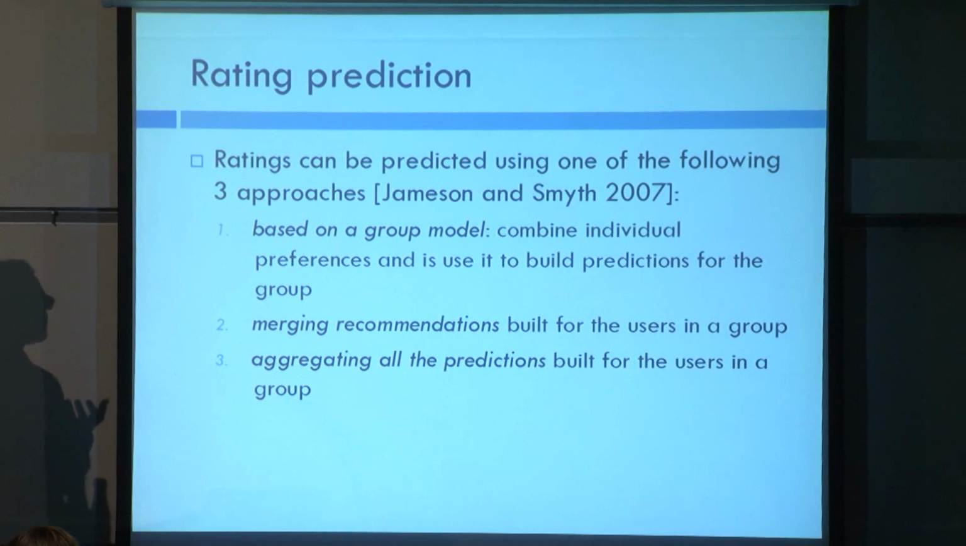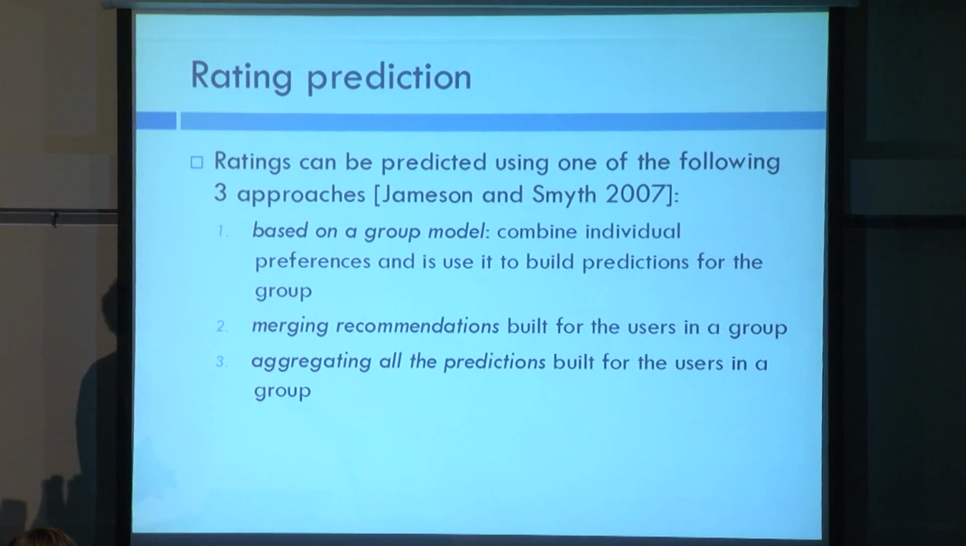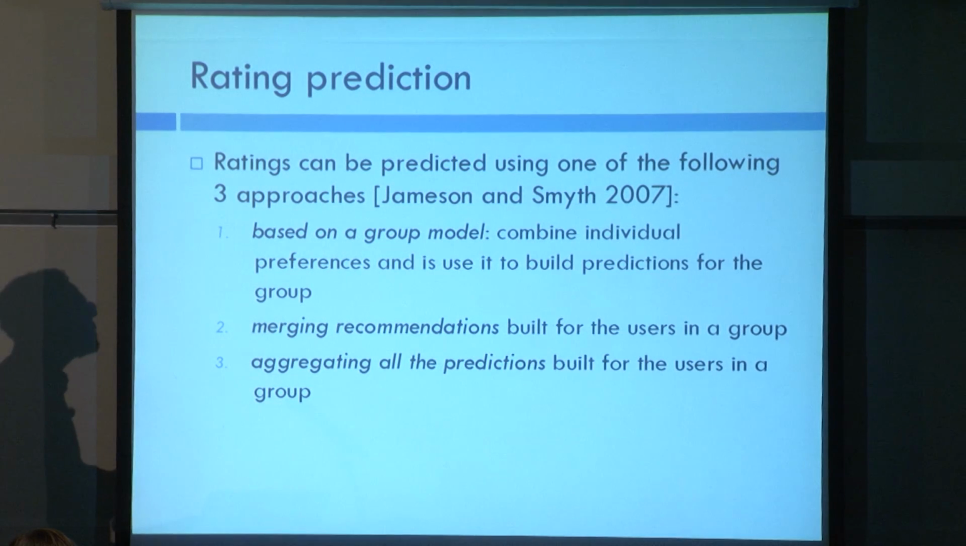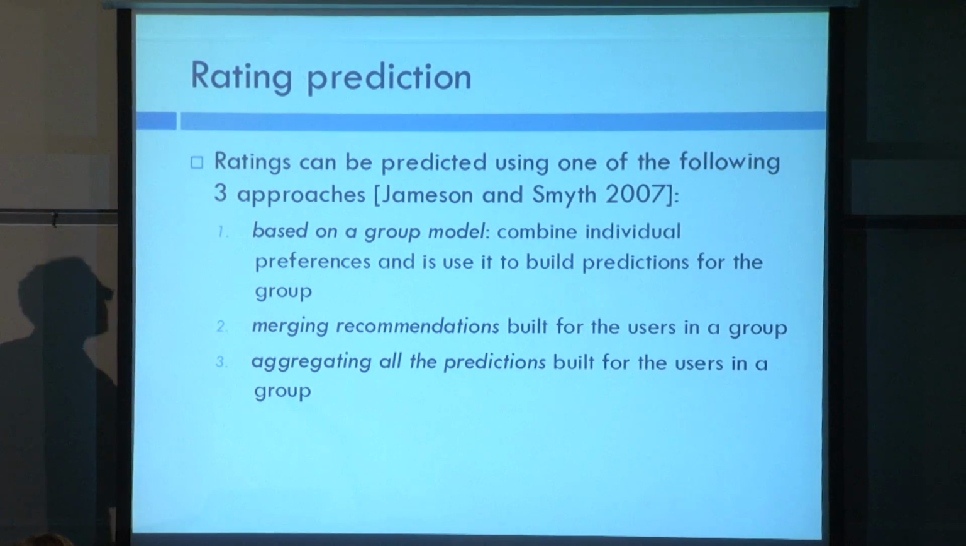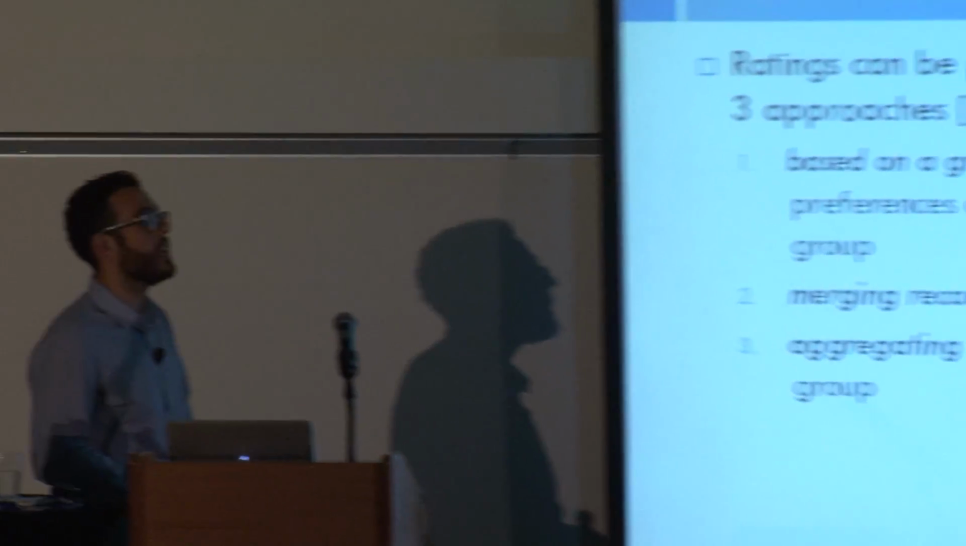In this survey from 2007 by Jameson and Smith, the authors identified that in a group recommender system, ratings can be predicted using one of these strategies. The first is to consider the group model we just saw and build the predictions for the group using the model. The second approach merges the recommendations that are built for the users in the group, and the third strategy aggregates all the predictions built for the users in a group.